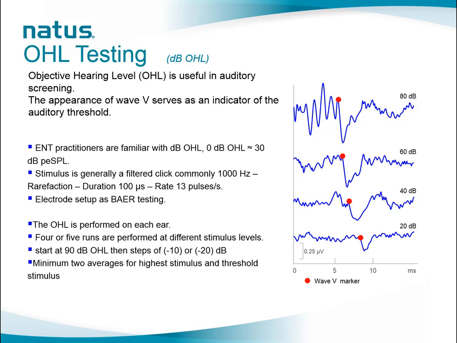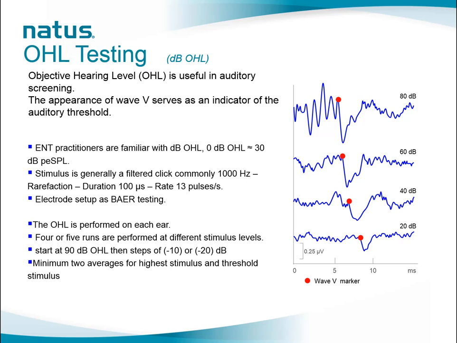So basically we could do a patient with stimulations at 90 decibels, 70 decibels, 50 decibels, 30 decibels. And for each of these intensities, we will mark if we see a wave 5 on the waveform.